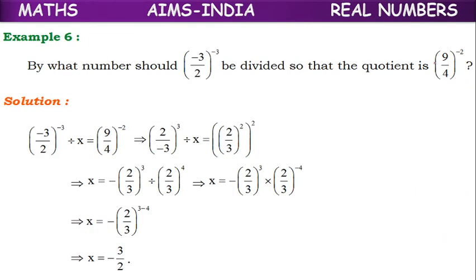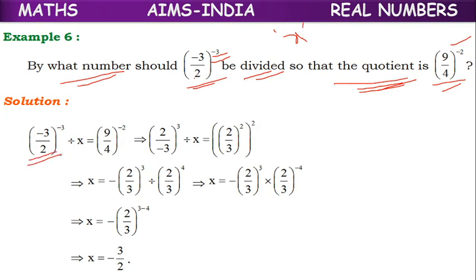Okay, children. Next. By what number should (minus 3 by 2) whole power minus 3 be divided so that the quotient is (9 by 4) whole to the power of minus 2? So let the number be x. Means if the given rational number is divided by x, the quotient is (9 by 4) whole to the power of minus 2. But here we are having minus in the power.